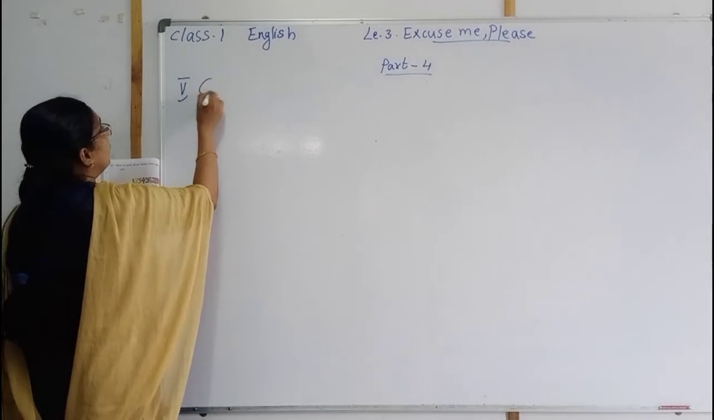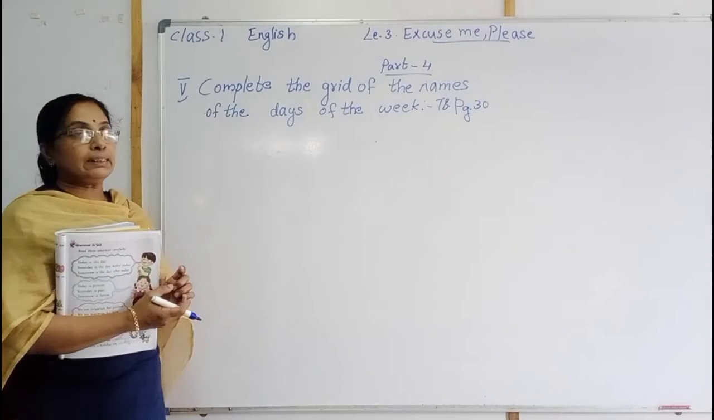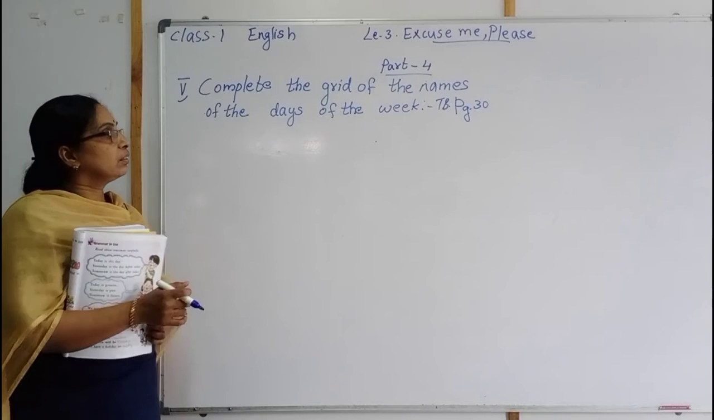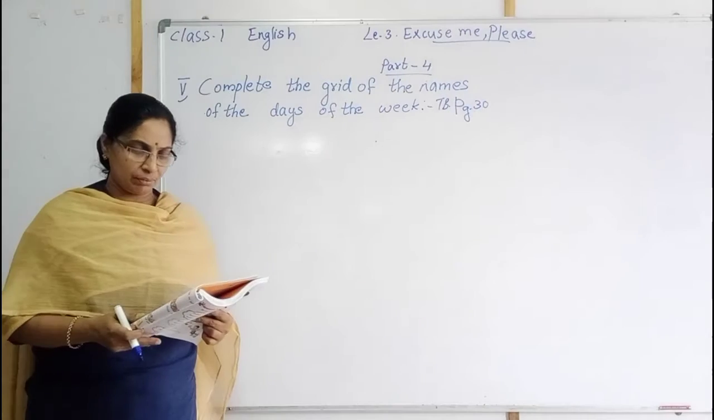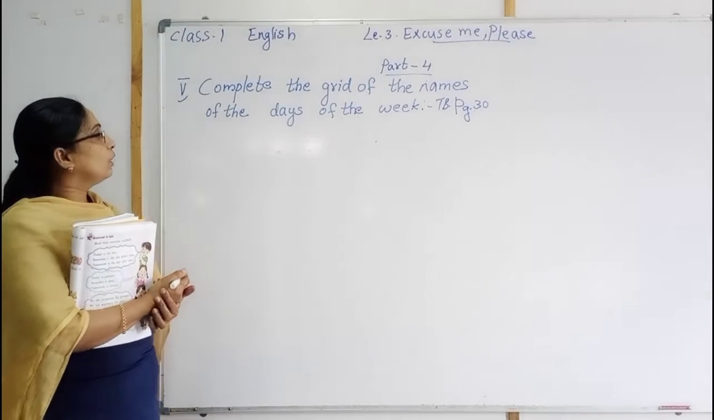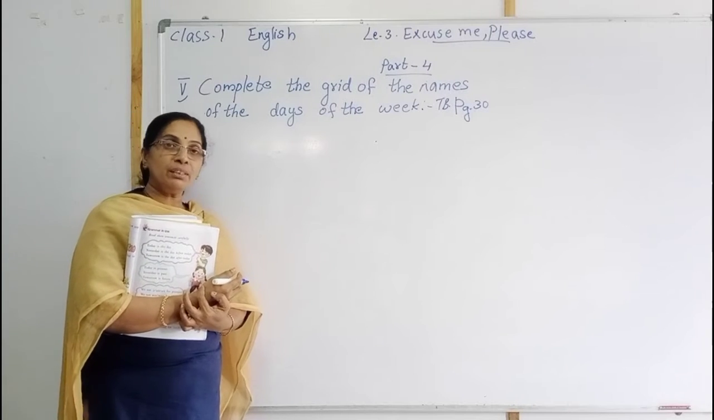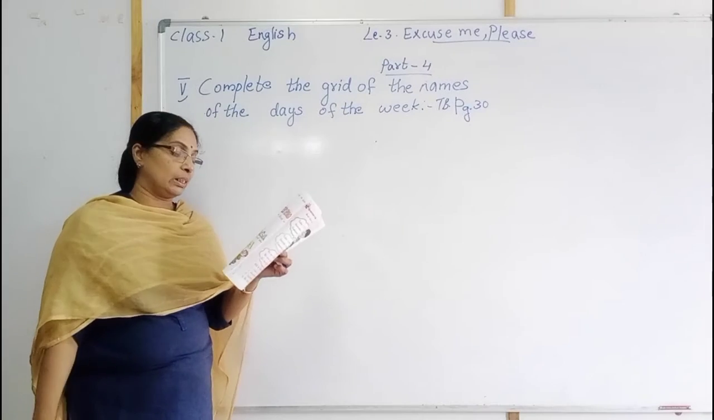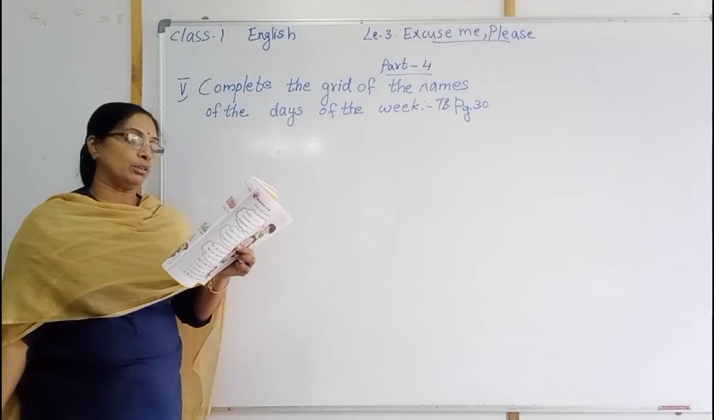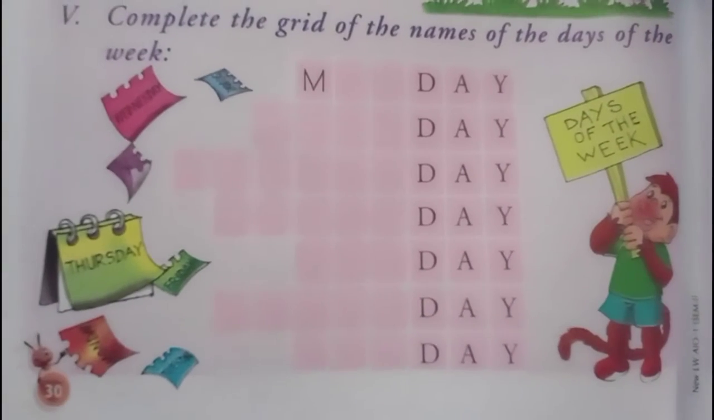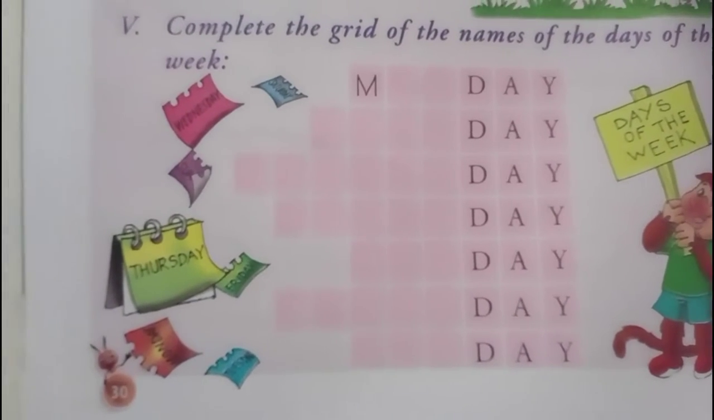The next exercise: complete the grid of the names of the days of the week. Days of the week, page number 30. Here you are getting the clues, children. See the grid in the textbook. M dash columns are empty and all are getting day. We should complete these days of the week.